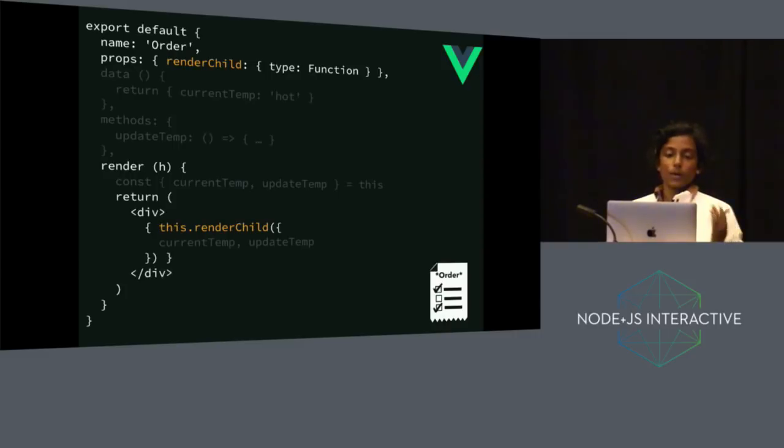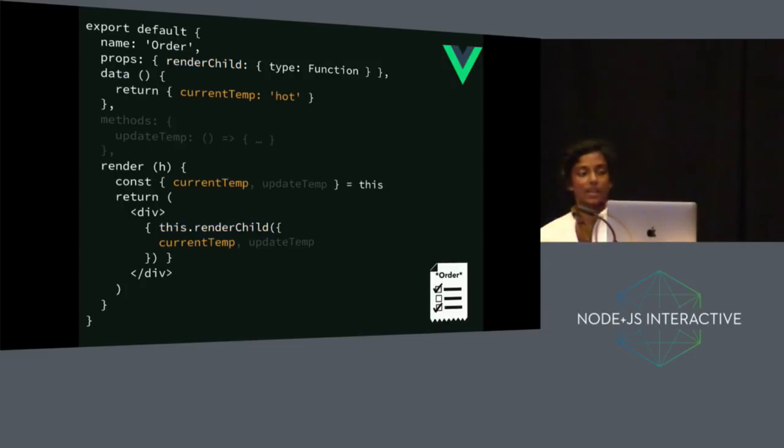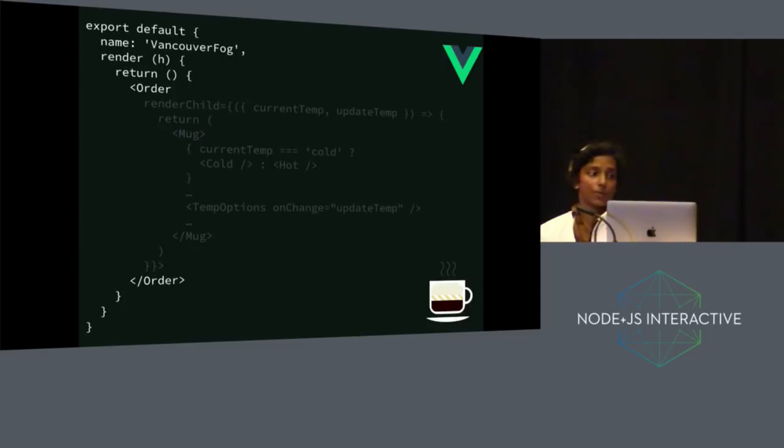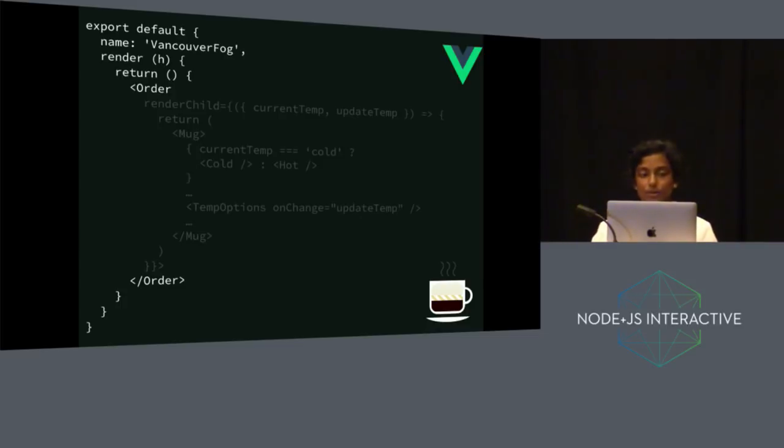And so what we'll do is we'll take in a props, like we'll call it RenderChild. And so RenderChild is a prop, and RenderChild is a type of function. And so now we can call that RenderChild, and we can pass it any state that it needs to have access to. So we can pass it that current temperature, and we can pass it the update temp, which is a method. And then in order to use that, we create a Vancouver fog drink thing, and then we use our order, and then remember how order needs that prop, it needs that RenderChild prop.